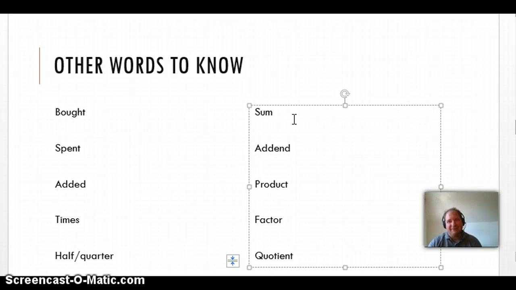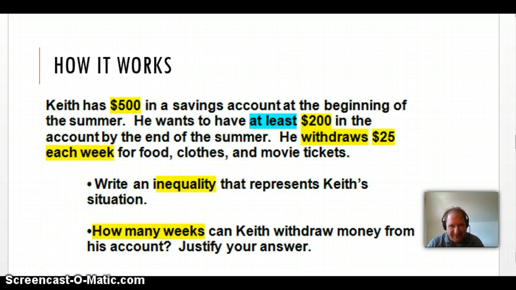Sum. What you get when you add up. Addend. Numbers that are being added. Product. The answer in a multiplication problem. Factor. What gets multiplied by what? Quotient. Answer in a division problem. Those will be on the quiz down below. We'll go over them in the live classes too.